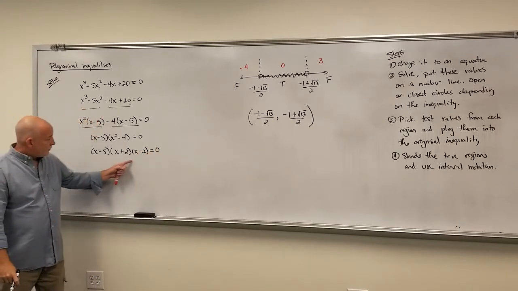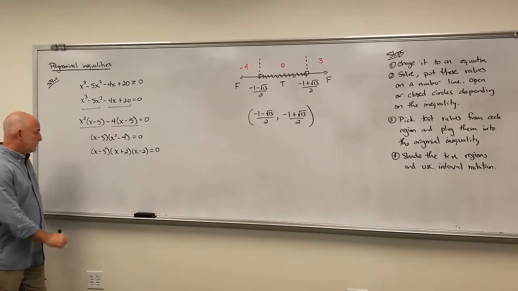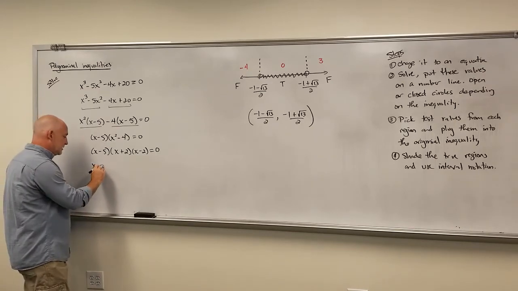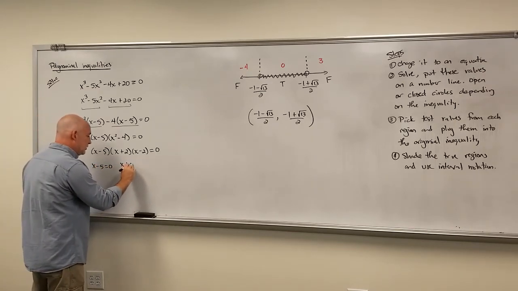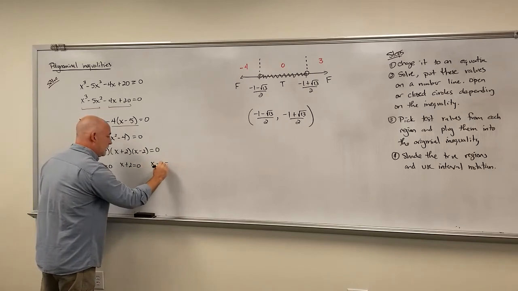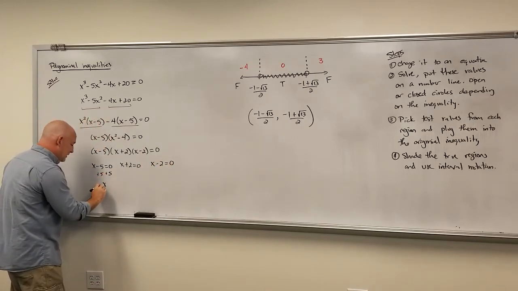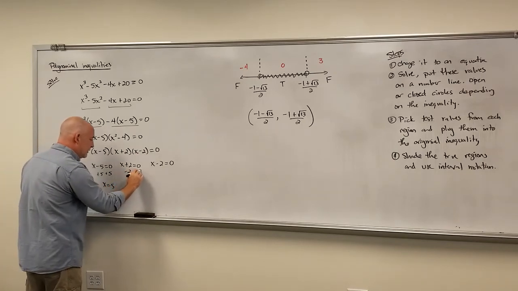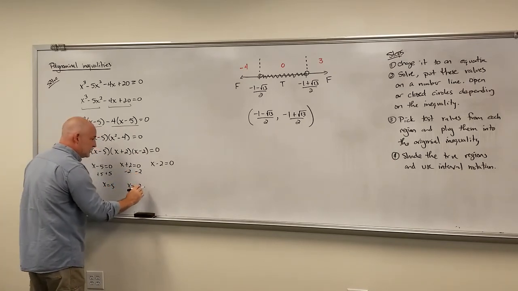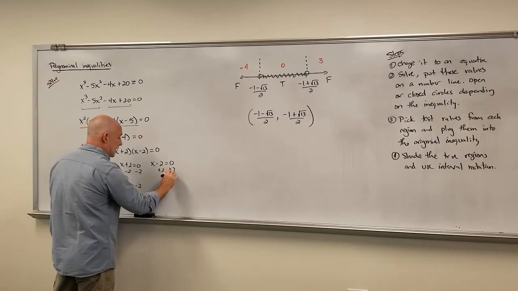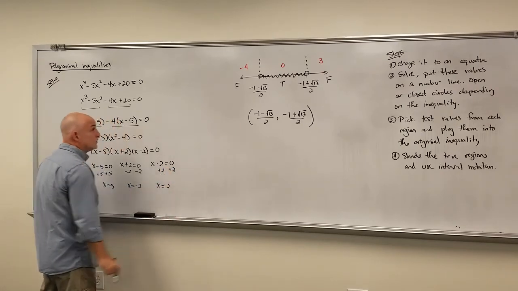All right, here we have 3 things multiplied together and equaling 0. So one of those factors has to be a 0. x minus 5 is equal to 0, x plus 2 is equal to 0, x minus 2 is equal to 0. So solving each one of these, we get x is equal to 5, x equals -2, and x is equal to positive 2.